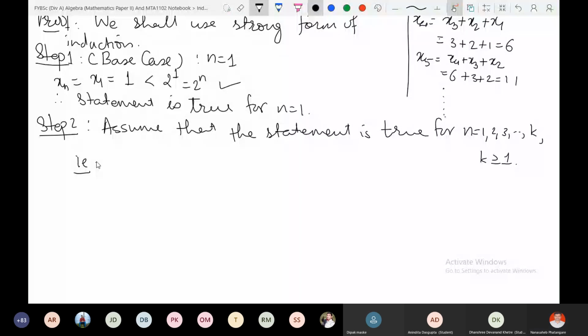That is, what does it mean? We are assuming the statement is true for 1, 2, 3 up to k. That means x1 is less than 2 raised to 1, x2 is less than 2 raised to 2, x3 is less than 2 raised to 3, and so on up to k, xk is less than 2 raised to k. This is our assumption. Remember this.